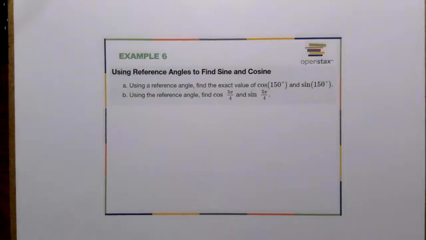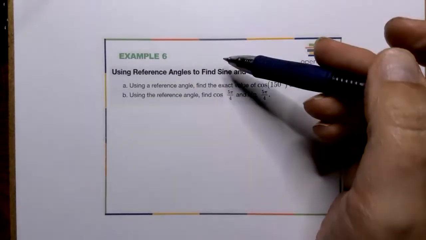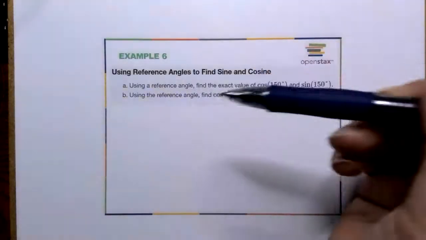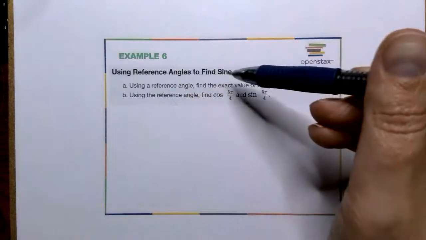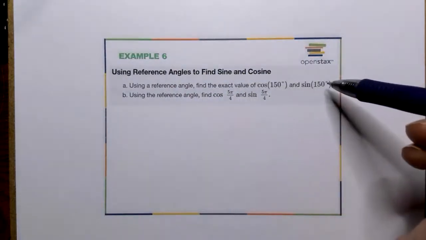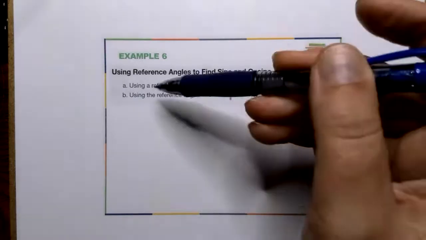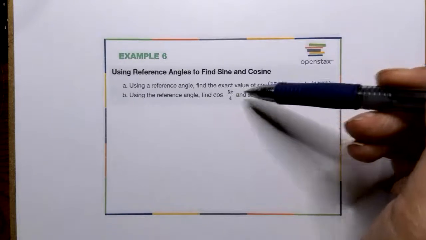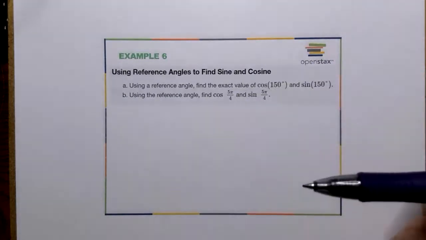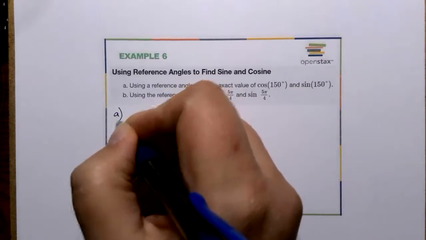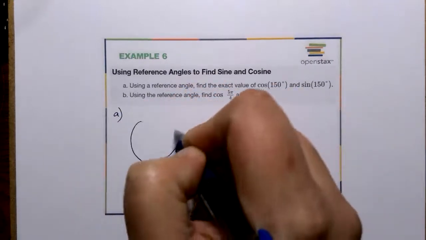So here we're going to look at example 6 in the handout, and it has two sub-questions. Using a reference angle, find the exact value of cosine 150 and sine 150 degrees, and using the reference angle, find cosine of 5 pi over 4 and the sine of 5 pi over 4. So let's do one at a time. We're going to start with the first one.